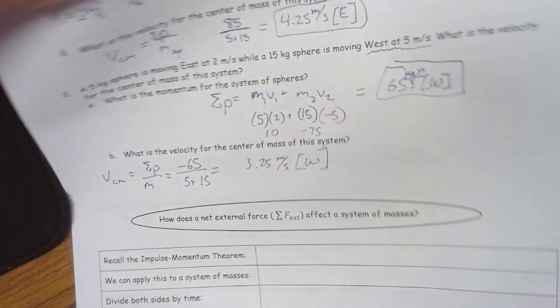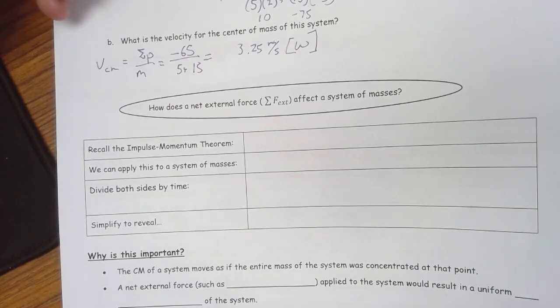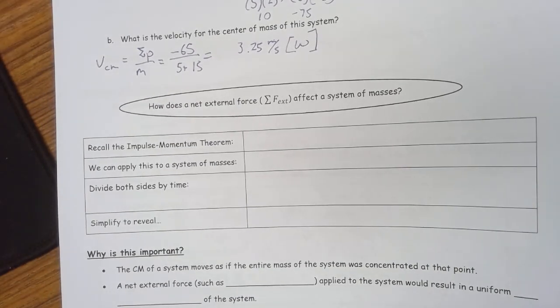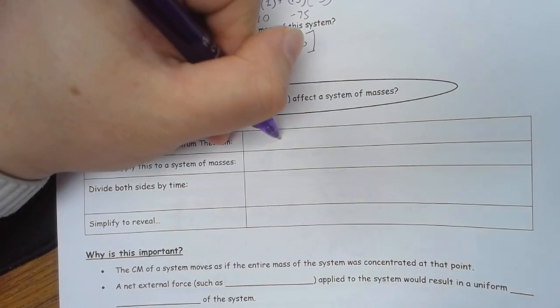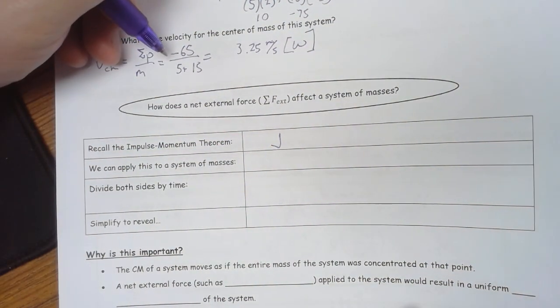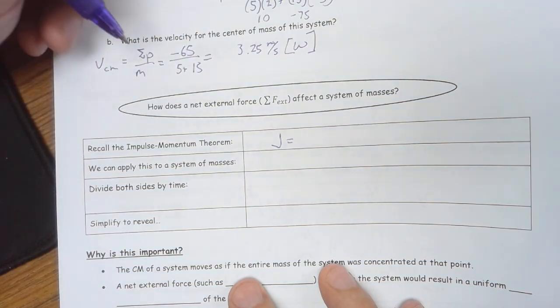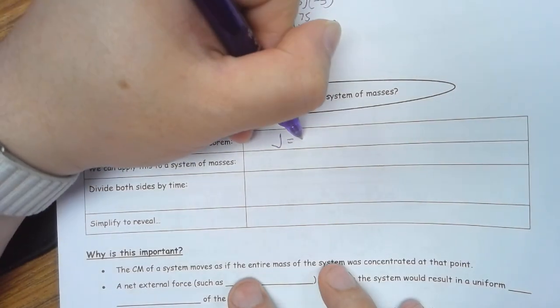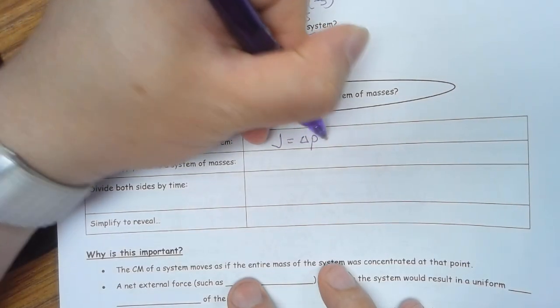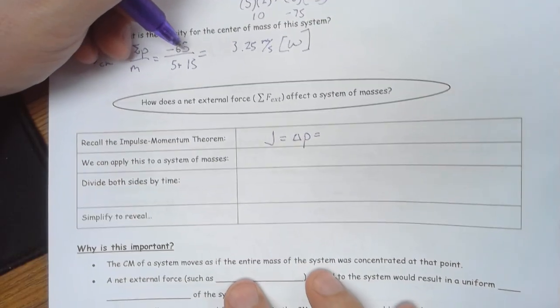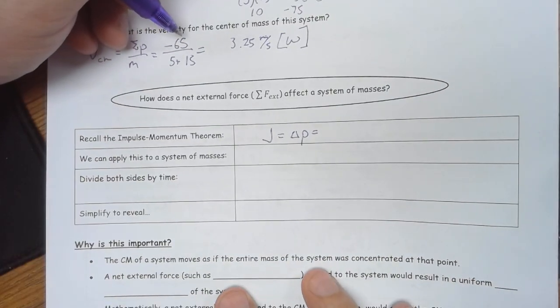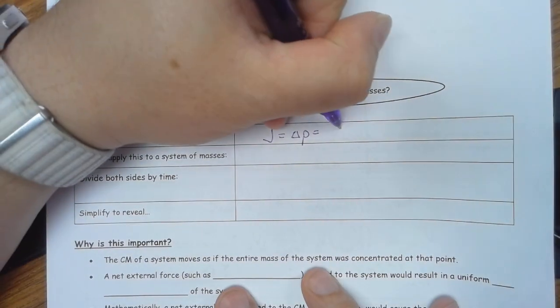Okay. Last part. Recall the impulse momentum theorem formula. What is it? J equals, that's impulse equals change in momentum. Change in momentum in Newton's law is what times what? Force times time.